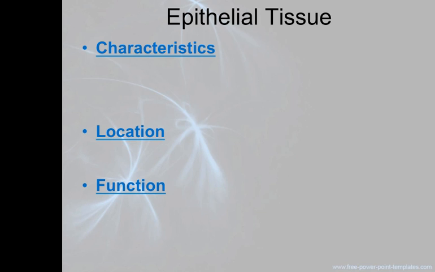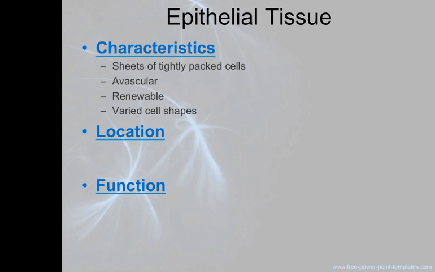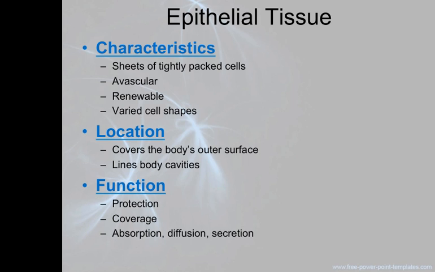Let's start with epithelial tissue. We'll look at several types, but there are some traits that they all have in common. Epithelial tissue occurs in sheets of cells, membranes, and because the sheets are thin, there are no blood vessels. Epithelial tissue is often found as a covering. It is the outer layer of your body, your skin, and it also lines your organs. It functions in protection, absorption, diffusion, and secretion.